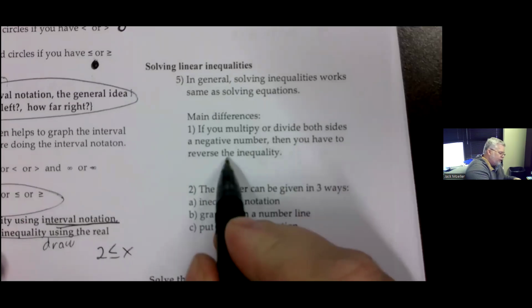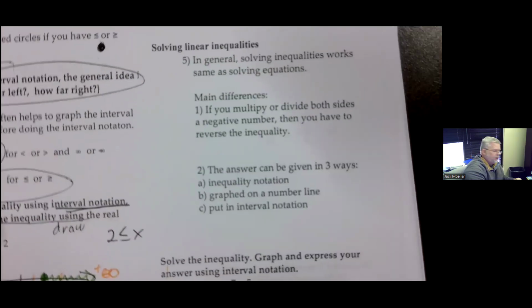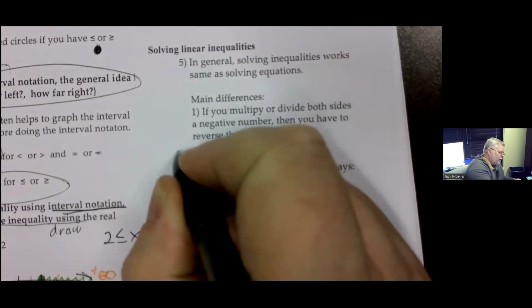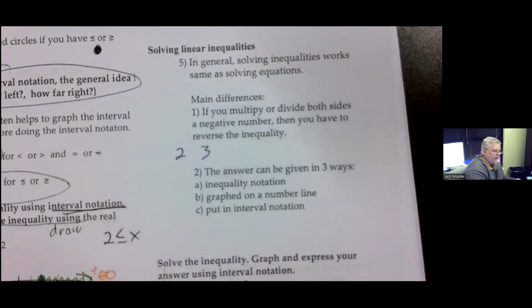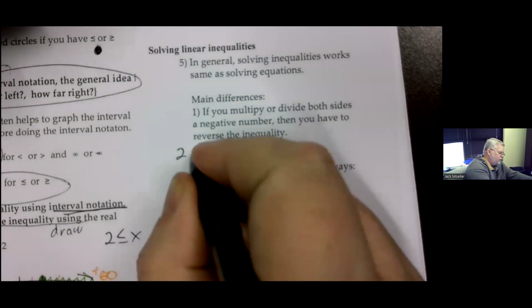So the reason we have to flip that inequality, make greater than into less than or vice versa, is: what do we know about 2 and 3? If I was to put the proper inequality in there, well, we know 2 is less than 3, right?